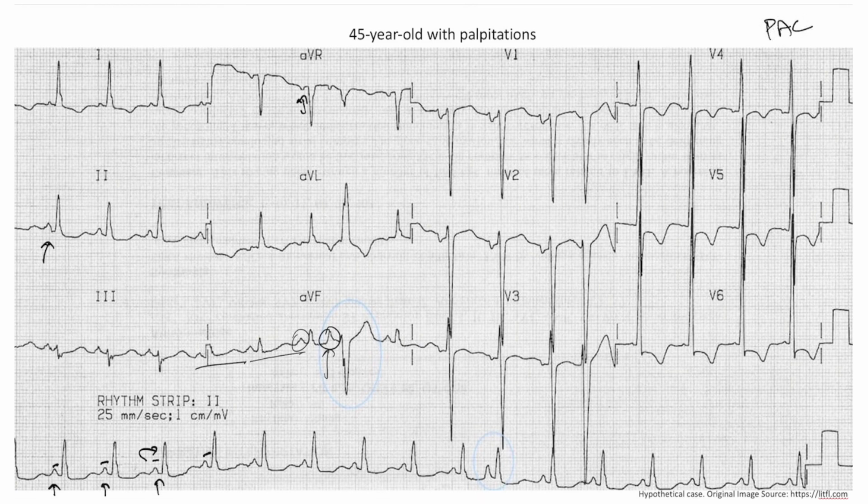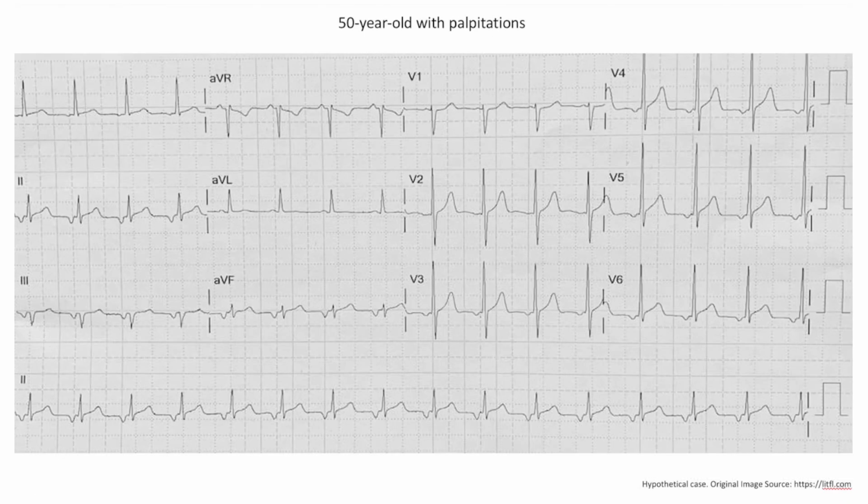Now, if you see a similar wave, but it's happening after you would expect a P wave, so let's say there is a long pause and then you see a weird looking P wave, that would be an atrial escape beat. Let's move on to the next EKG.